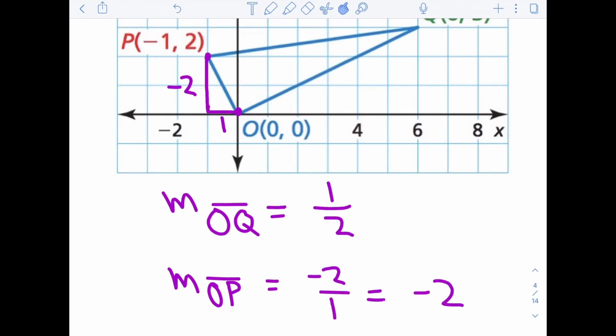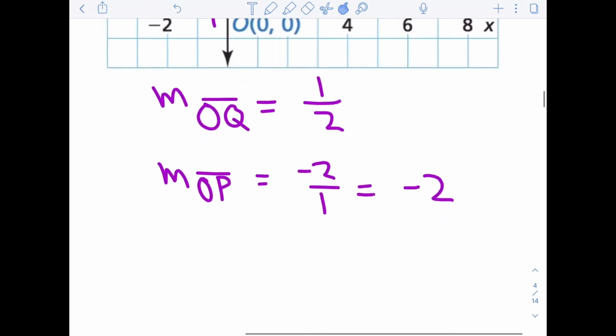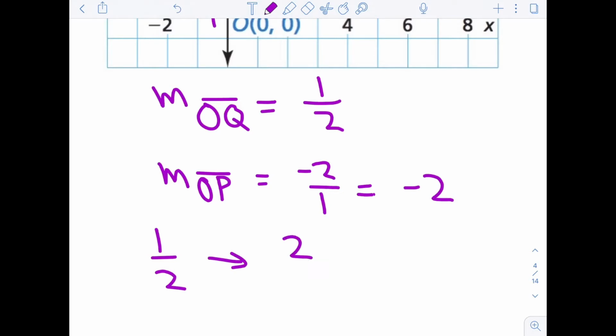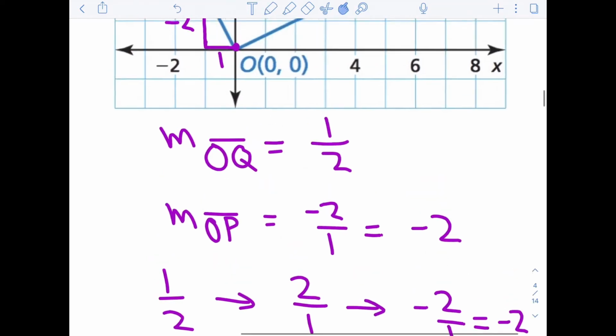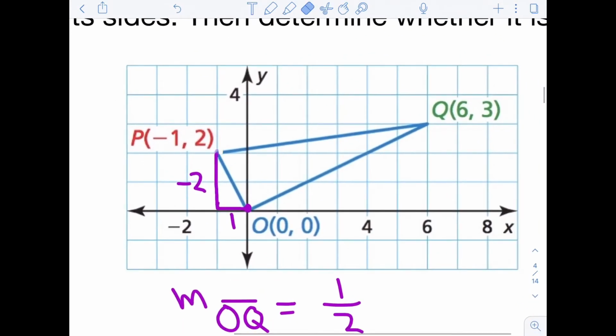And as you can see, 1/2 and negative 2 are negative reciprocals, because if we have 1/2, take the reciprocal of that, so that becomes 2 over 1, and then make it negative, you get negative 2 over 1, which is negative 2. So since their slopes are negative reciprocals, then that means we know that they're perpendicular, which means that they intersect at a right angle.